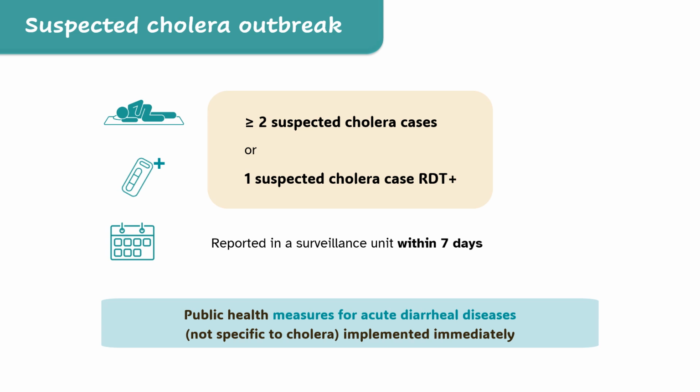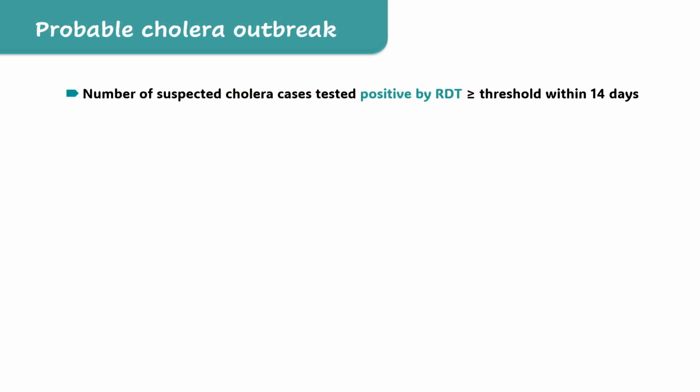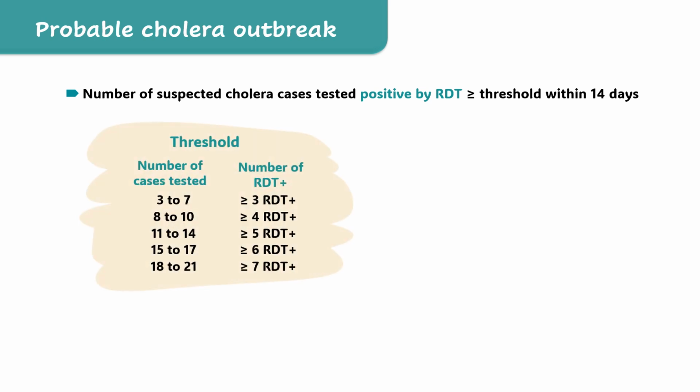implemented immediately. There is a probable cholera outbreak in a surveillance unit if the number of suspected cholera cases tested positive by RDT reaches a threshold within 14 days. This threshold depends on the number of suspected cholera cases tested by RDT, as represented on this chart. For example, if in a surveillance unit, between 3 to 7 suspected cholera cases were tested by RDT and at least 3 of them tested positive, there is a probable outbreak in this surveillance unit.